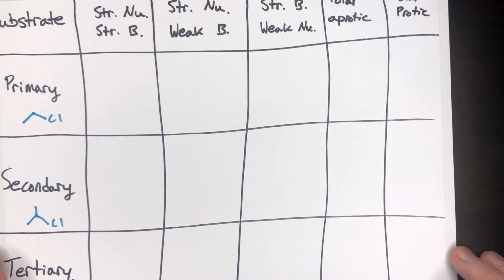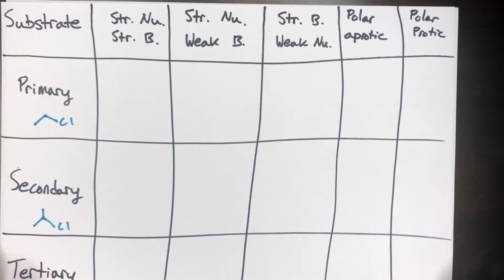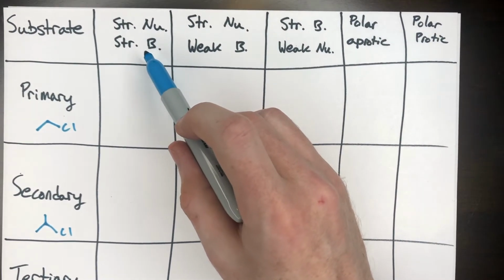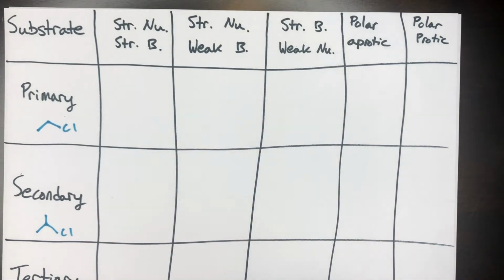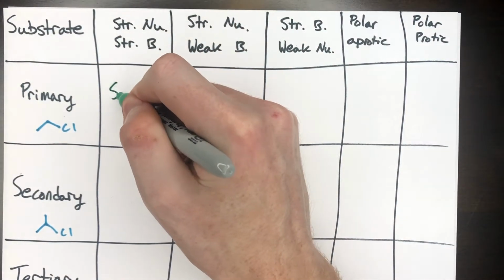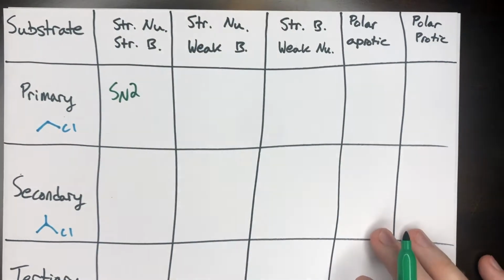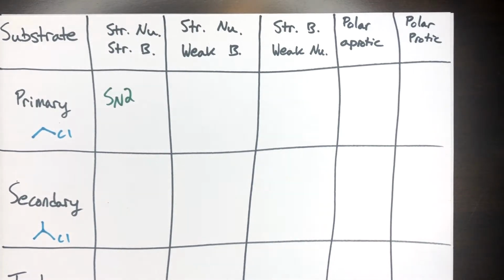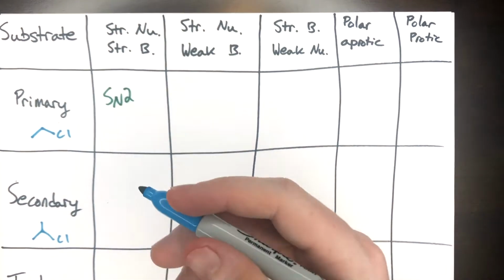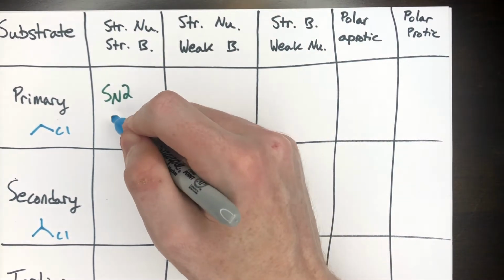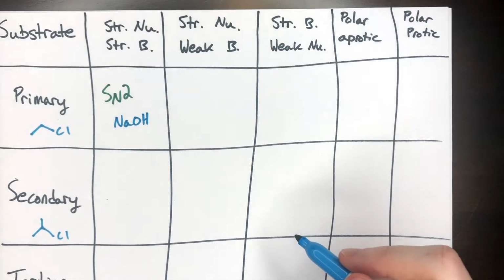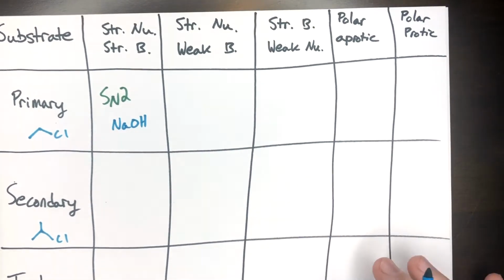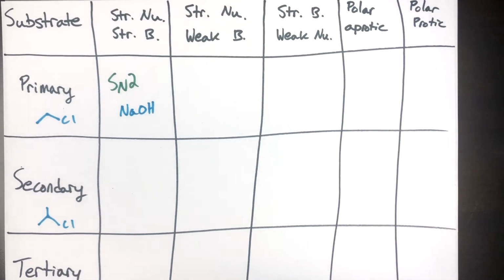Now let's get into some of the specifics of the reagents that we're talking about. So here, this first column is a strong nucleophile and a strong base. When this happens in a primary alkyl halide, this is always going to be an SN2 pathway. That will be the preferred pathway. Some reagents that would give this, that are both a strong nucleophile and a strong base, is something like hydroxide. Sodium hydroxide is both a good base and a good nucleophile. There are many others, but this is as good an example as any to begin with.